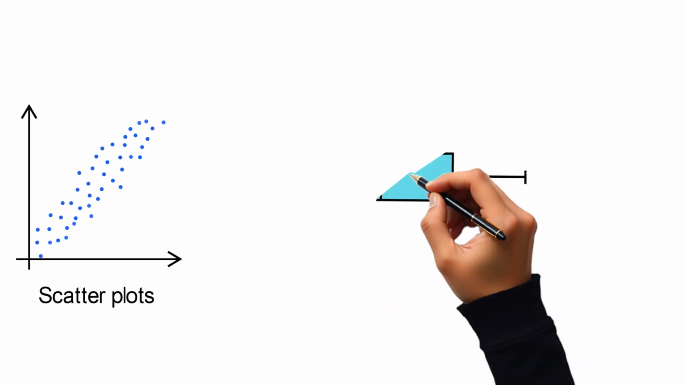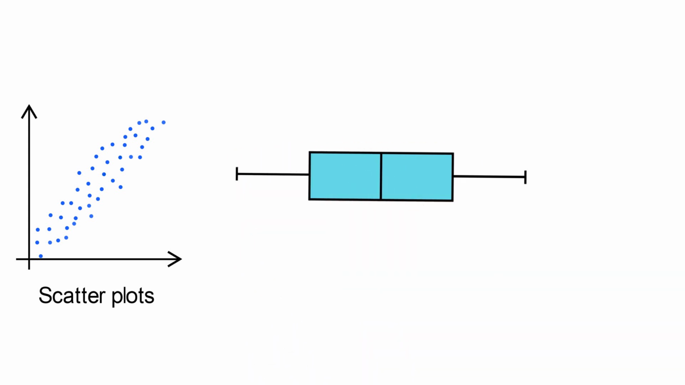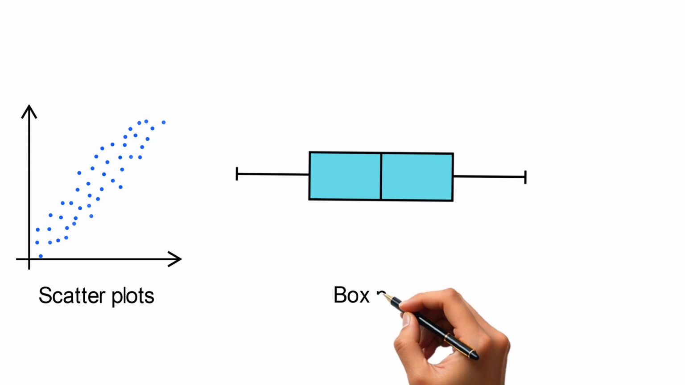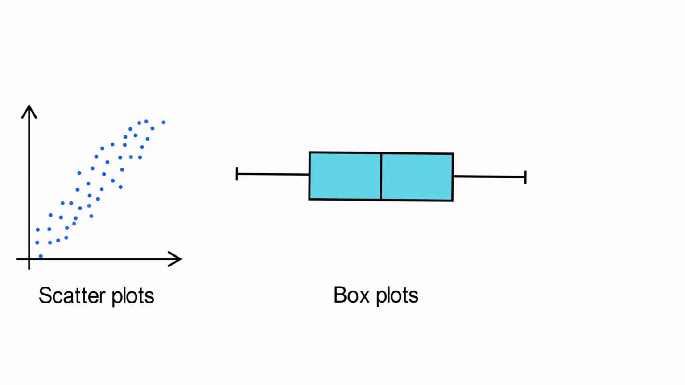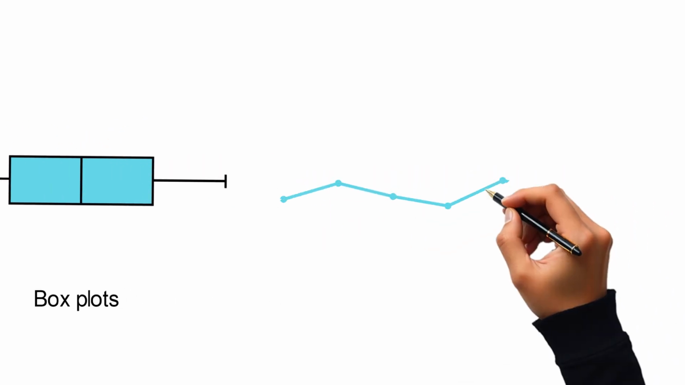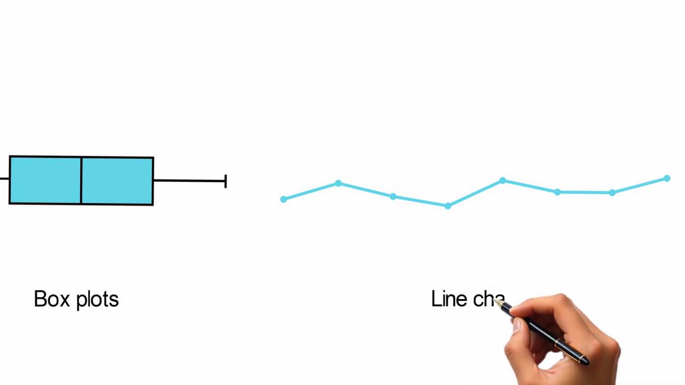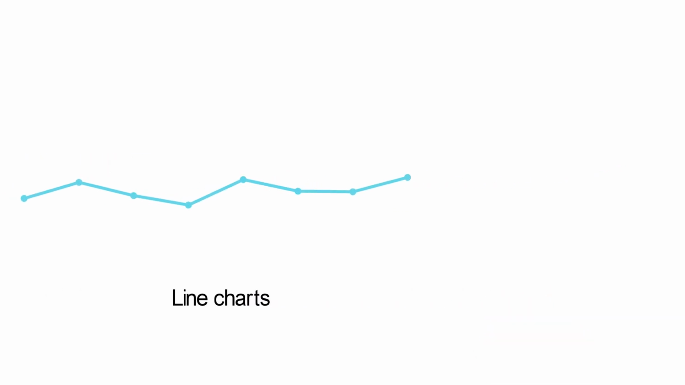Box plots, or box and whisker plots. A box with lines extending outwards showing the median, variability, and outliers. For example, they are useful to compare recovery times between different treatment groups. Line charts, points connected by lines, excellent for showing changes over time. In medicine, this could illustrate how a patient's glucose levels change over several weeks of therapy.